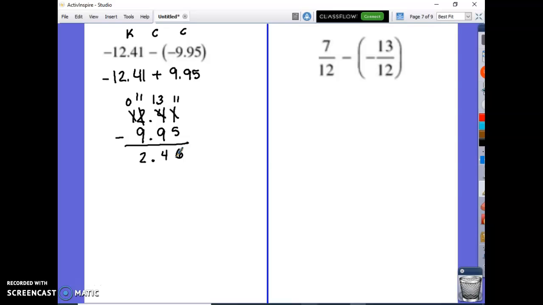However, we have to go back to that adding integer rule. Different signs, keep the sign of the bigger number, then you'll be exact. 12.41 is bigger than 9.95, the absolute value of these numbers, right? So we're going to keep that negative and put it in front of our answer. So the answer for this question is negative 2.46.